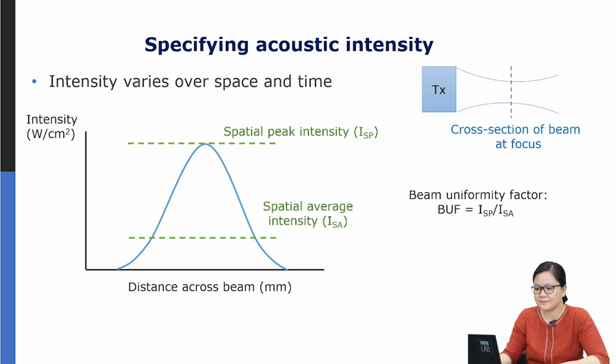One can relate these two types of intensities using the beam uniformity factor, which is the spatial peak intensity divided by the spatial average intensity. This metric is typically used to assess how uniform the beam is at that particular location.